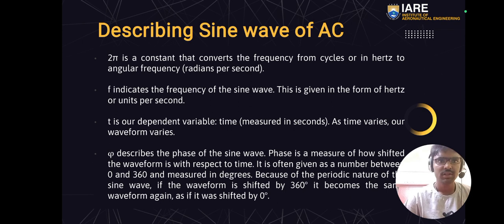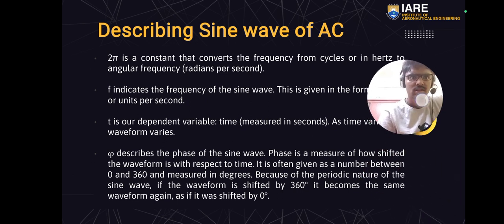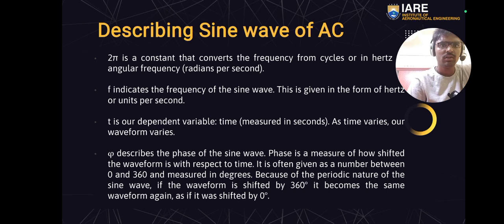2 pi is a constant that converts the frequency from cycles in hertz to angular frequency. f indicates the frequency of the sine wave. This is given in hertz, or cycles per second. t is our dependent variable, time. As time varies, our waveform varies. Phi describes the phase of the sine wave. Phase is a measure of how shifted the waveform is with respect to time. It's often given as a number between 0 and 360 and measured in degrees.